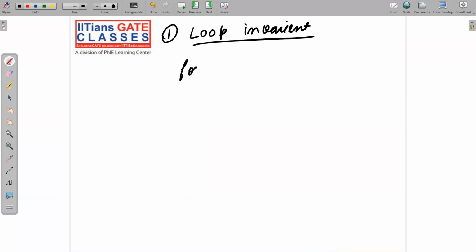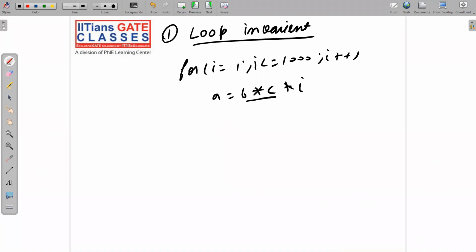For example, if I say for i is equal to 1, i less than equal to 1000, i plus plus, and I am saying A is equal to B star C star i. Okay, so now we are multiplying B and C again and again. This is the body of the loop. There is nothing more than that in the body of the loop. We are multiplying B and C again and again, and we are multiplying it by i. No doubt, i is changing again and again, and we are multiplying it by i. No problem. But why are we doing multiplication of B and C again and again? We can keep it outside also. So we can keep this B star C outside the loop.